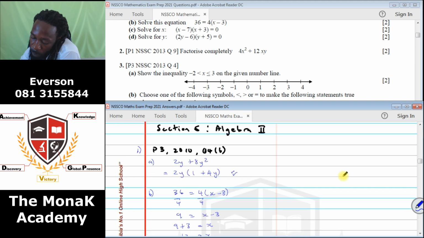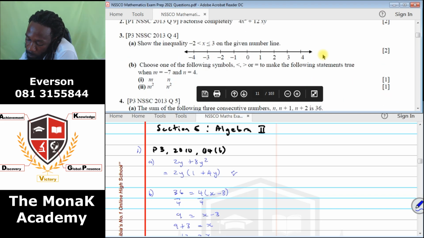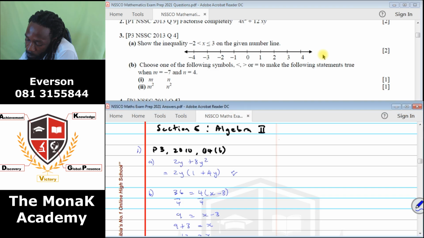We go back to the top. We try to work out number 3. And we know 3 came from paper 3, 2013, question 4. So, what do we have? Show that the inequality -2 smaller than x smaller than or equal to 3 on a given number line.